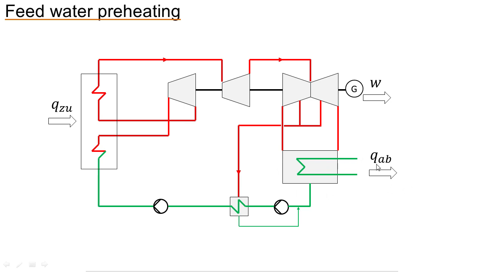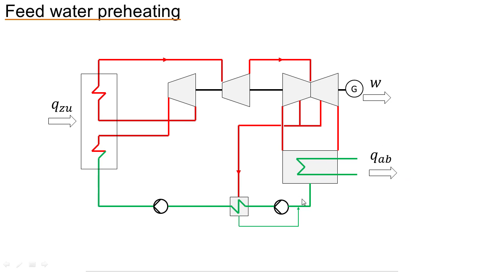Now you can use a turbine tap. That's called a turbine tap here. You can use a turbine tap and use steam from the turbine here to preheat your water. That way not everything at the end of the turbine is condensed, and the energy you use here is not lost, because everything you pull out of the condenser here will be wasted into the environment.